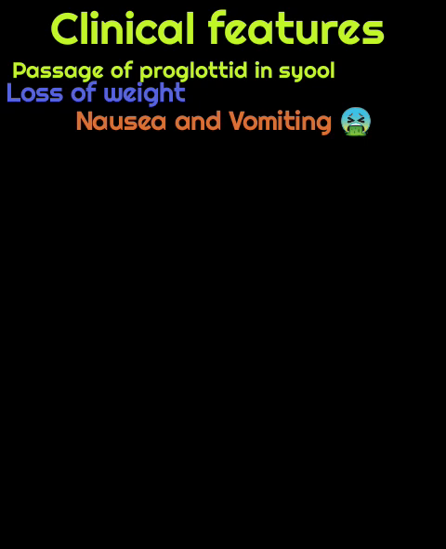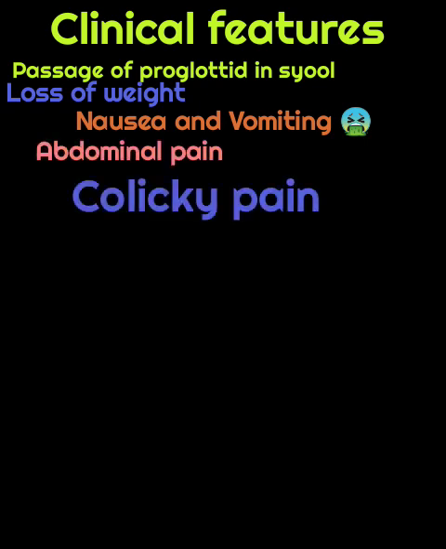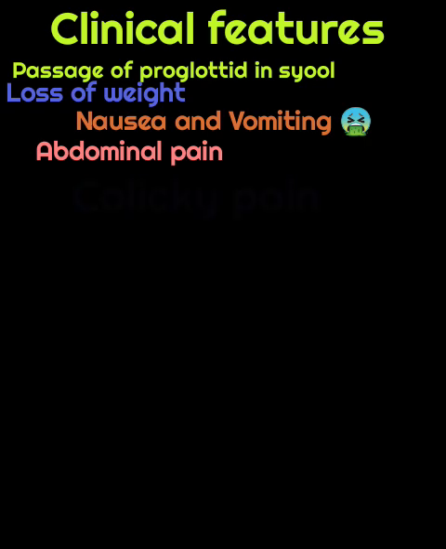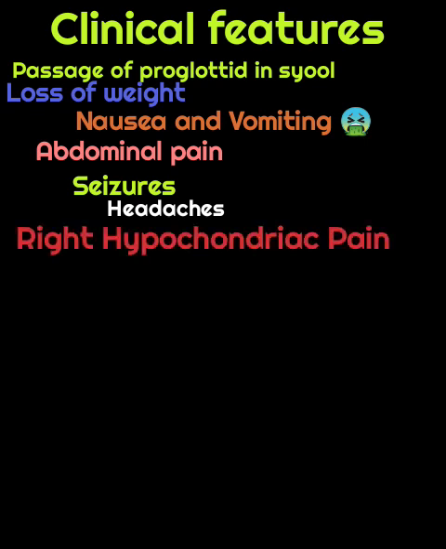Is it making sense? There is also going to be abdominal pain, especially colic pain, like pain in the intestines. When it crosses over to the brain, the cysticerci found in the brain are likely to cause seizures, headaches, and the like. So headache is a sign and symptom, especially if one has neurocysticercosis. Others are likely to have pain in the right hypochondriac region, especially if they have cysticerci in the liver and other organs.